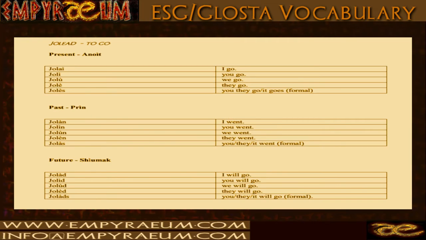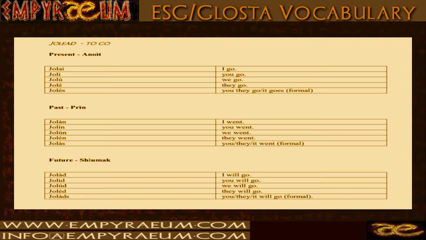Next we move on to, this is a little bit of a joke word. Any Bengali or Gujarati speakers among you will get the joke, and possibly some Hindi speakers as well. We have joliad, to go, jolly jolly. So we'll get to that anyway. The joke is there. Again, we have 3 tenses: present anoid, past prin, and future shumak. Again, I go jolai, you go jolly, we go jolu, they go jolly, you, they, and it goes in the formal sense, jolis.